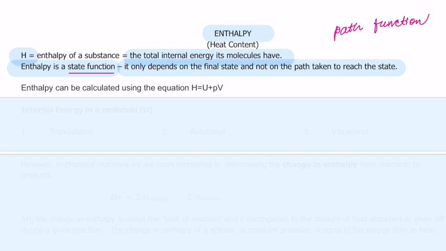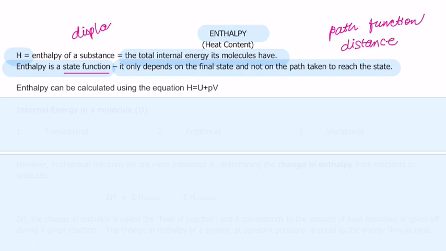The opposite of a state function is a path function. So you have talked about these kinds of functions. For example, distance is a path function, but displacement only depends on the initial and final positions. So that in chemistry terms would be a state function.